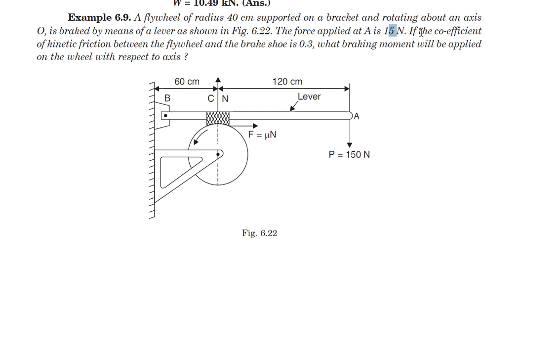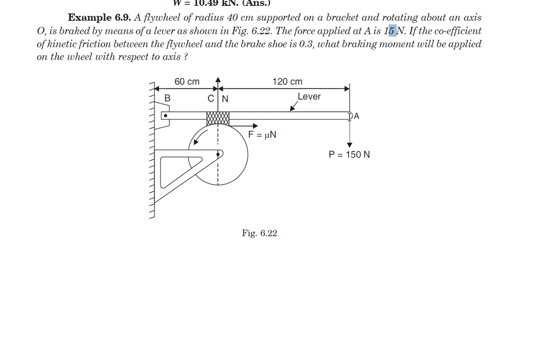Corrections here. If the coefficient of kinetic friction between the flywheel and the brake shoe is 0.3, what braking moment will be applied on the wheel with respect to the axis? In this you have this wheel at a distance of 60 centimeters from the wall, and this lever is 180 centimeters long, and at its end at point A you have a force P equal to 150 Newton.